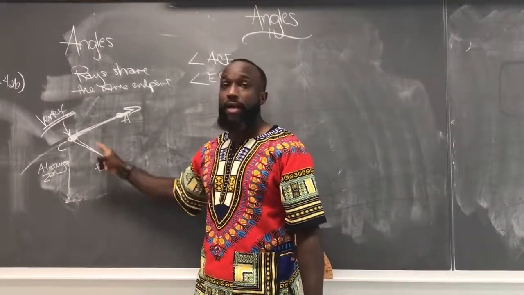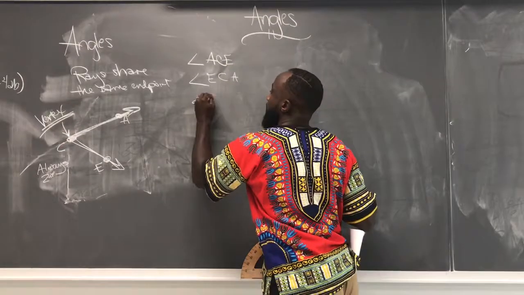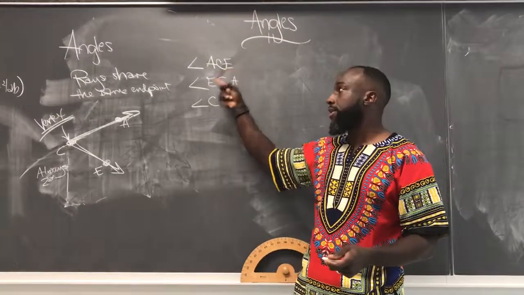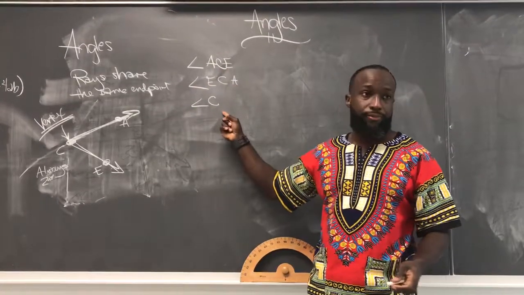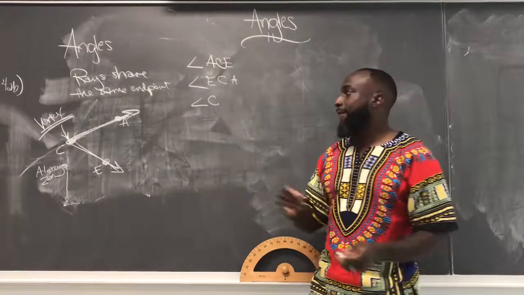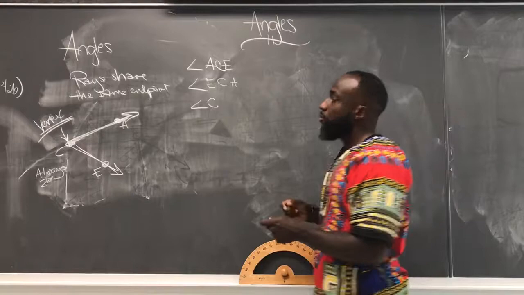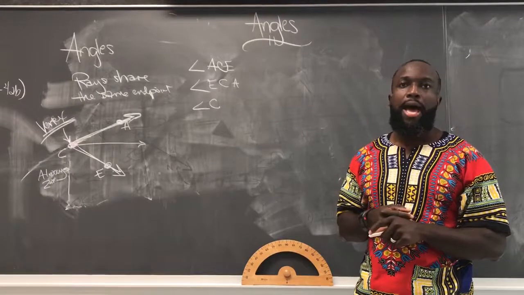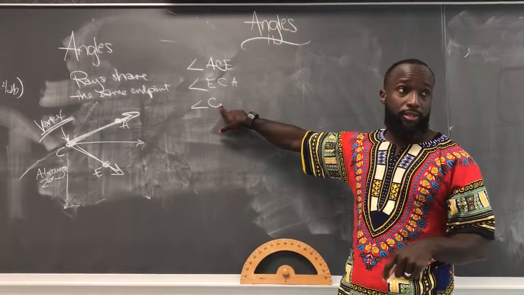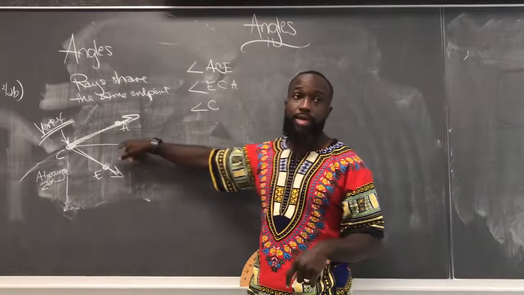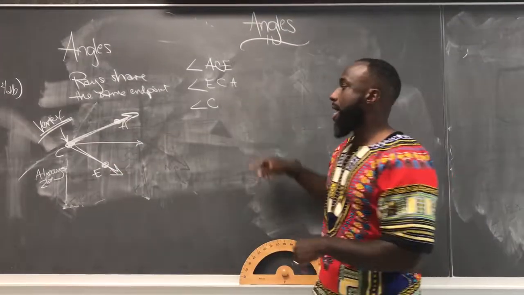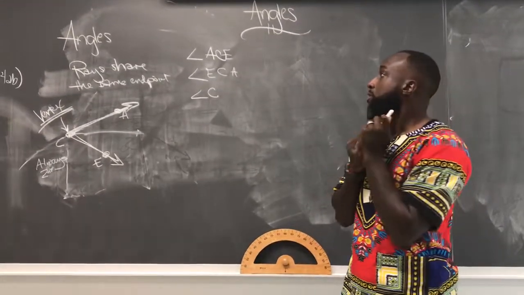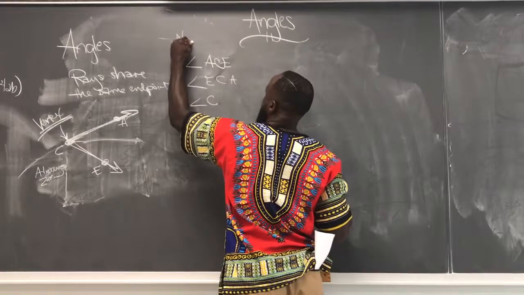And when you only have two rays connected to the same endpoint, you can name it by its vertex, right? So it could be angle ACE, angle ECA, or angle C. Okay? That's how you name it. Now, when I add another ray to this angle, I can no longer name it by its vertex because we have multiple angles there, right? So only when I have two rays can I name it by the vertex. Okay? So this is naming.